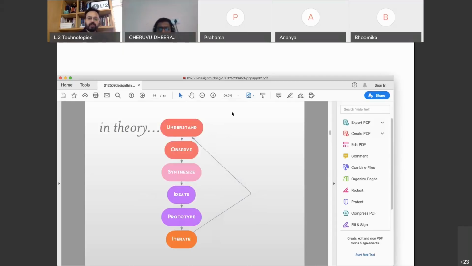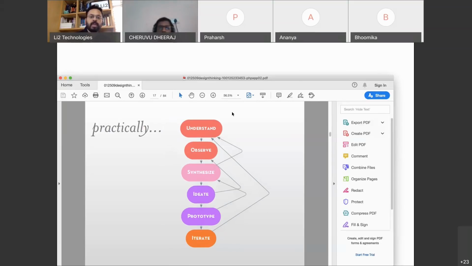There are so many things. This is one structure that is there. You start from understanding, go up to prototype, and ideate and iterate, right? Or essentially observe, and then you build it and then you test it, right? This is what it means.